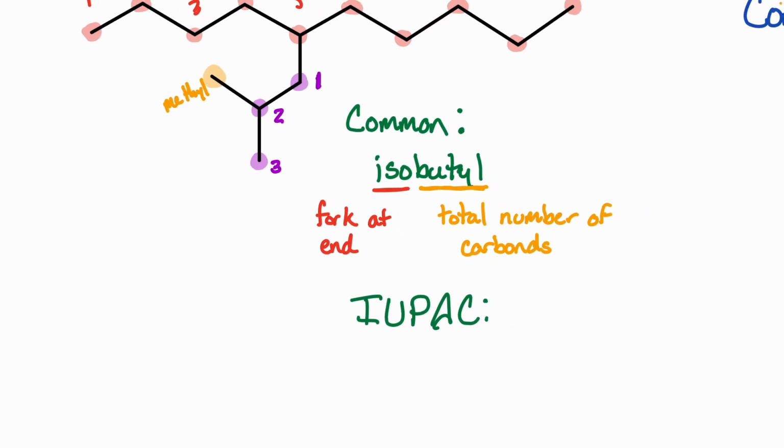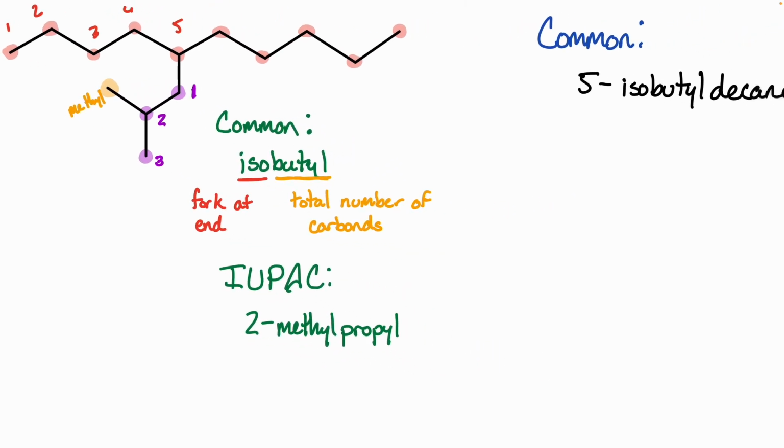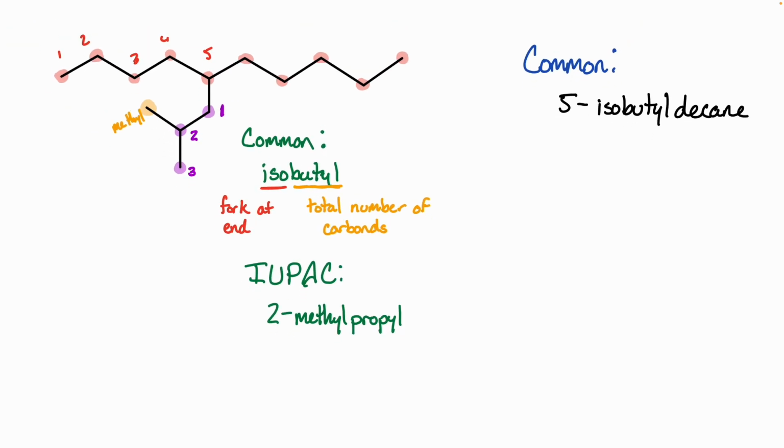All right, so my IUPAC name for this branched alkyl group would be 2-methyl. But then it's not propane because it's not the parent chain, it's 2-methyl propyl. You just keep that YL. And then importantly, if I'm going to now assemble and give you the IUPAC name of that compound, it's located at carbon 5 of my parent chain.